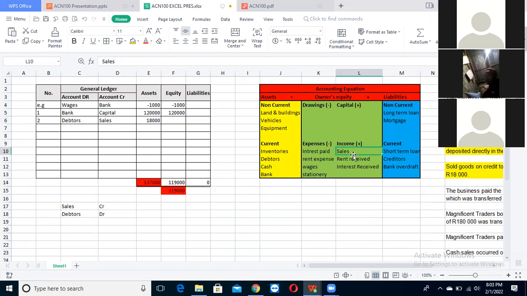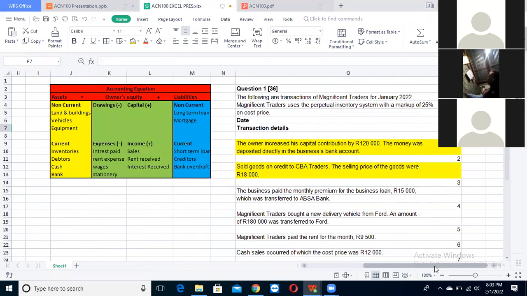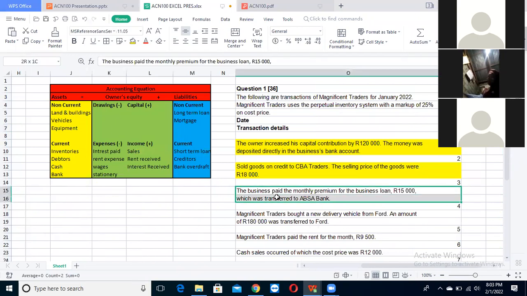We'll find sales here on the owner's equity. And what effect does any income have on the owner's equity? It increases the owner's equity. So we are going to the equity account and increase it by the amount that has been stated by the transaction, 18,000. So the moment we complete the double entry is the very moment our equation comes to what? Comes to balance. And then we know that we are on the right track as far as accounting is concerned. Then we move on to the third transaction.